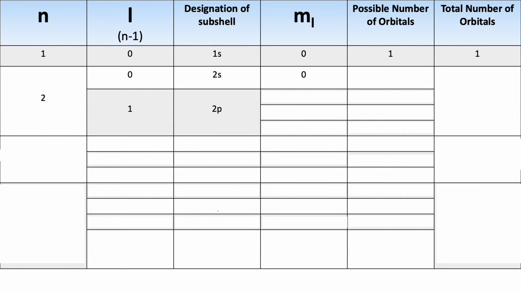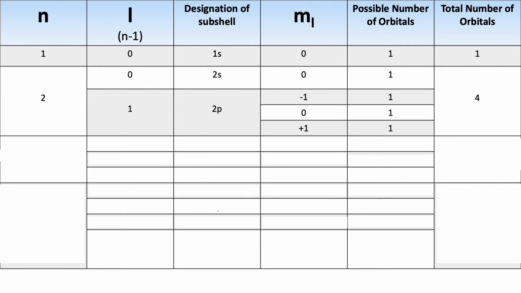That is the 2s subshell. For the 1 orbital, ml could be minus 1, 0 and plus 1. So basically, p orbital contains 3 subshells as 2px, 2py and 2pz. Altogether, there are 3 p orbitals and 1 s orbital in the second energy level. So to sum it up, 4 orbitals are there in the second energy level.